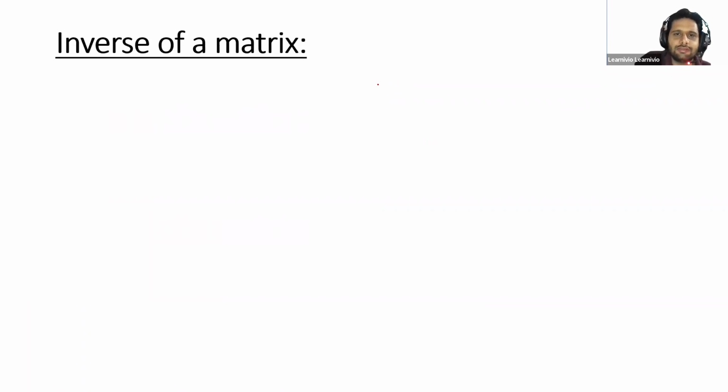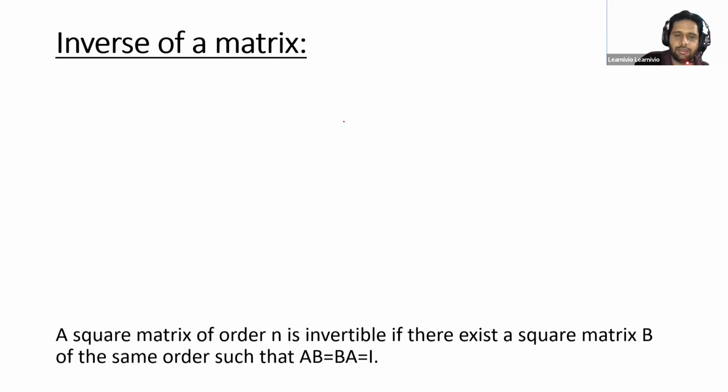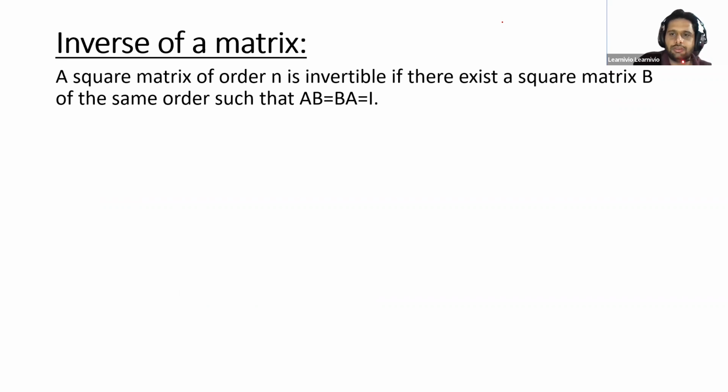Now next, this is a very important topic, inverse of a matrix. Most of the time, one question always asks from this topic. So inverse of a matrix, what is meant by inverse? First of all, we will check the definition. The definition is: a square matrix A of order n is invertible if there exists a square matrix B of the same order such that AB = BA = I.